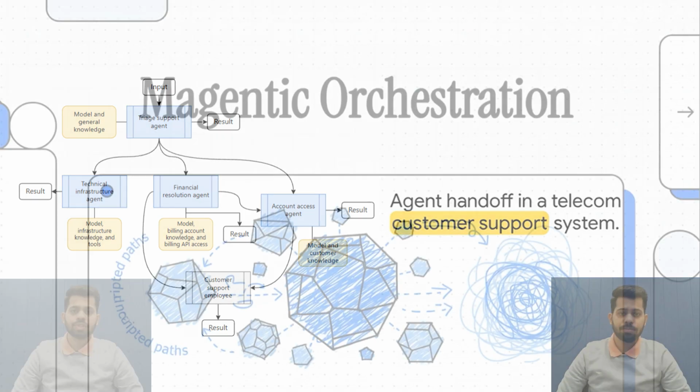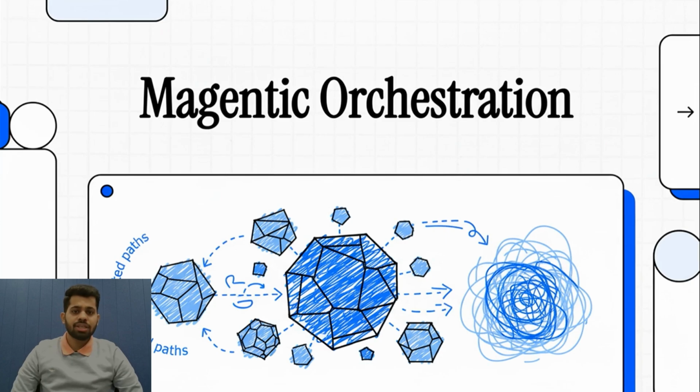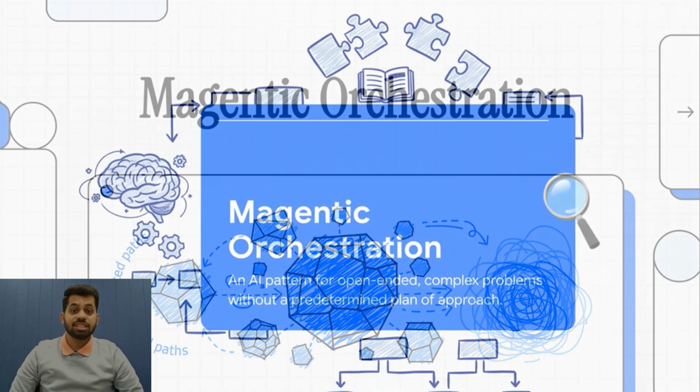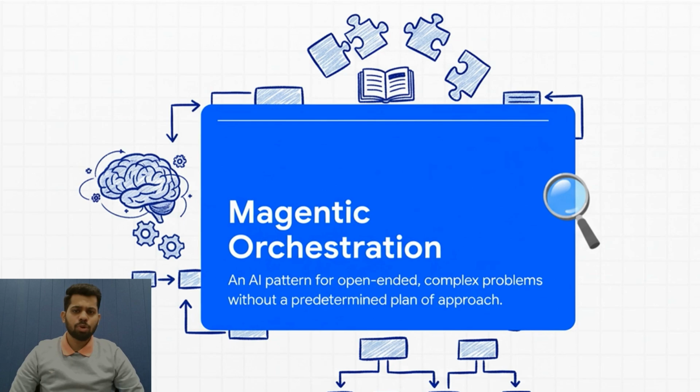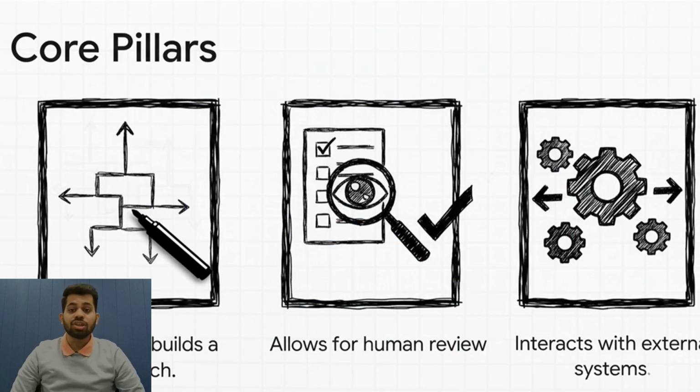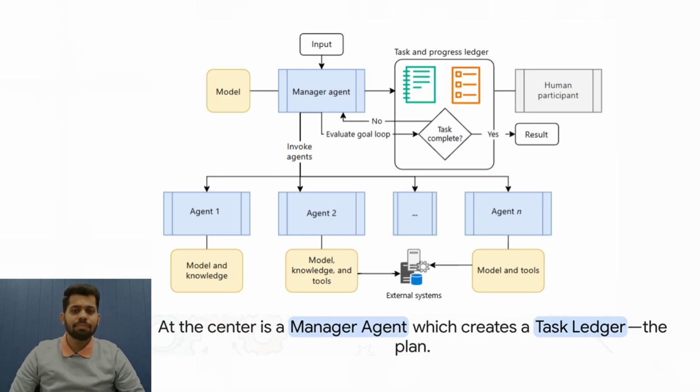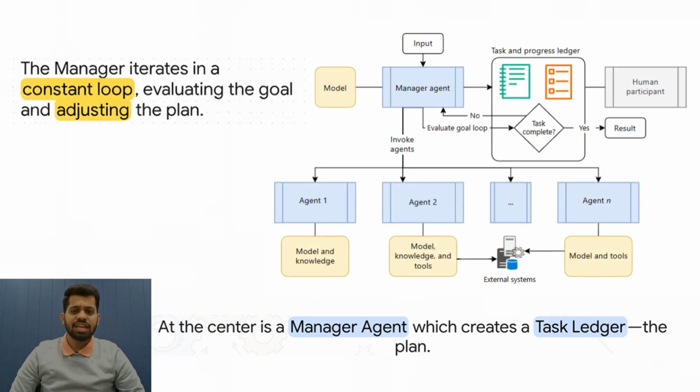Our final and most complex pattern is magentic workflows. This is designed for open-ended complex problems that have no predetermined plan of approach. The focus here is not just solving the problem, but building and documenting the approach to solve it. It's centered around a magentic manager agent that dynamically builds and refines a task ledger, which is a comprehensive approach plan with goals and subgoals. The manager agent iterates, backtracks, and delegates tasks as many times as needed to build a successful plan.